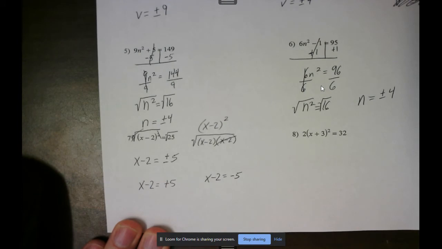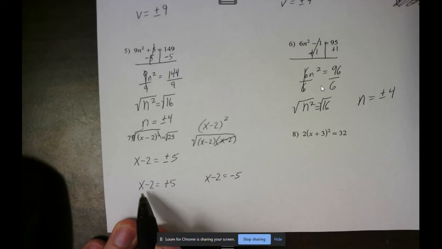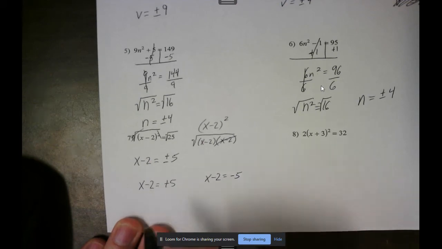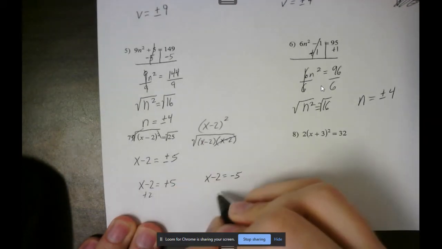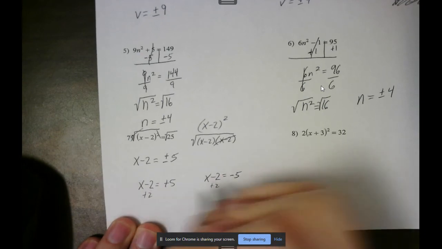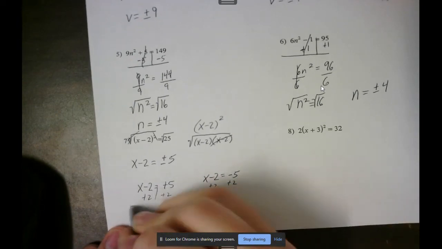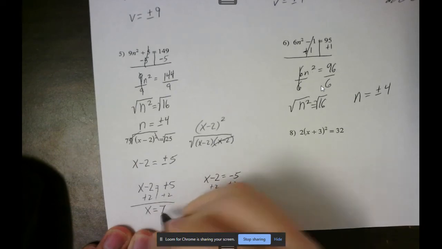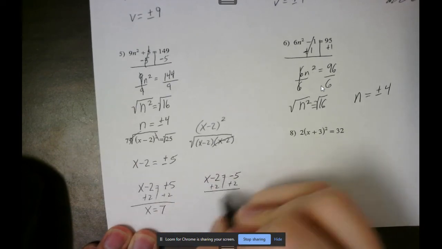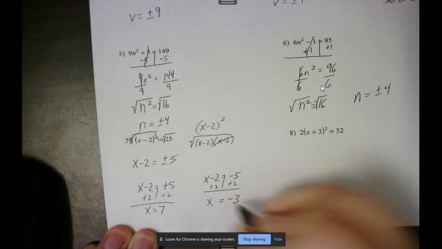Now what would I do to finish solving? I still want x by itself, right? So I need to get rid of that minus 2. How are we going to get rid of that minus 2? Add it. That's right. So plus 2. Do it to both sides. All right. So we end up with x equals 7. And x equals, now negative 5 plus 2 is going to be negative 3.